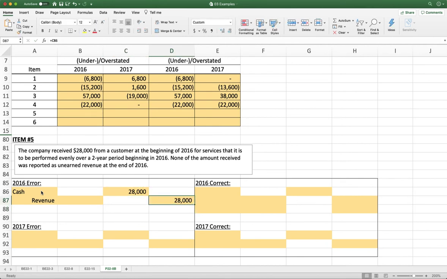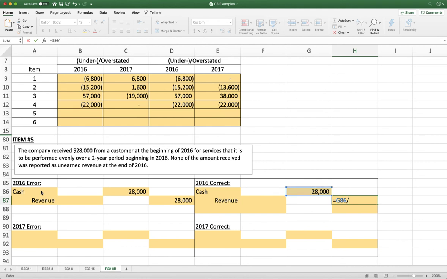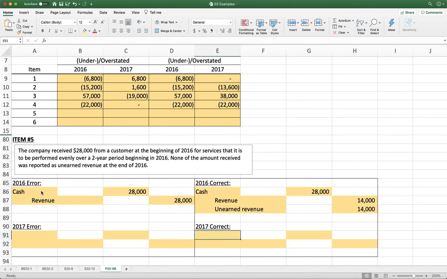Why is this an issue? Well, it's an issue because we didn't finish the job. So we got the cash, but we've only performed half of the services. So only half of it can be considered revenue. The other half is going to be recorded as unearned revenue. That unearned revenue becomes earned in the next year when we perform the second half of the service contract. So we're going to undo that unearned revenue.